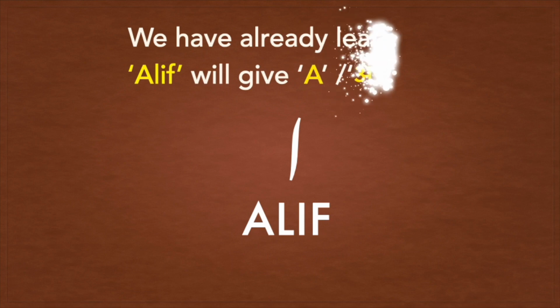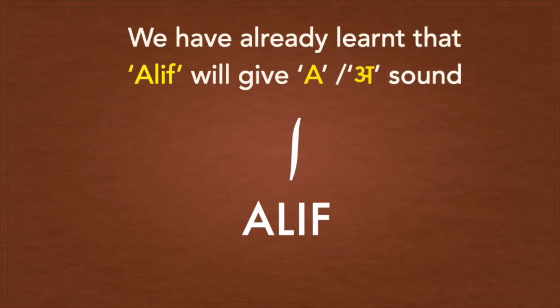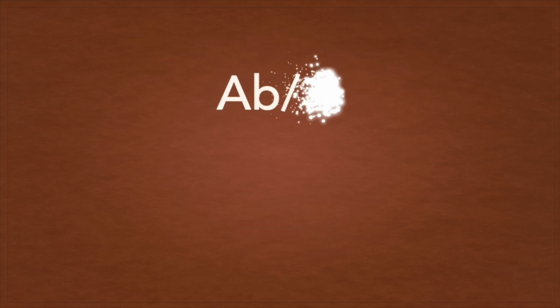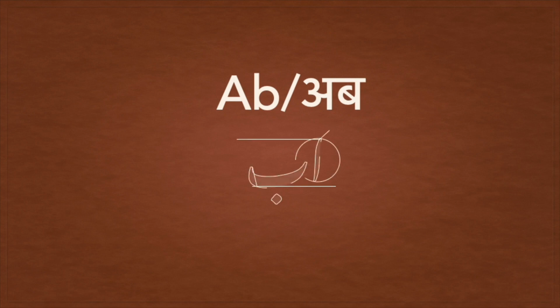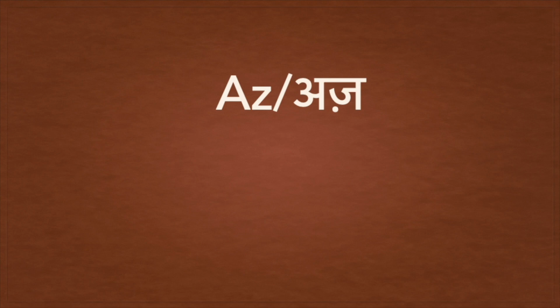For example, if we have to write "ab", we will use alif and be. Here we have written "ab" in Urdu, alif be, ab. Similarly, when we have to write "az", which means from, we will use alif and ze, az.